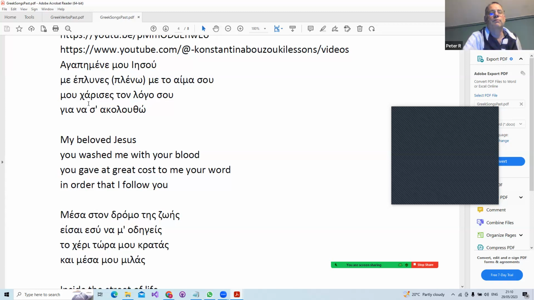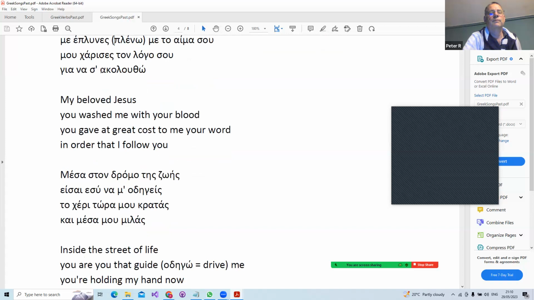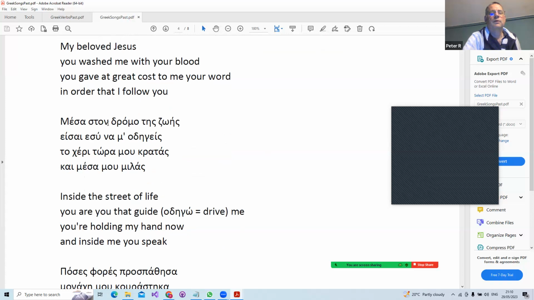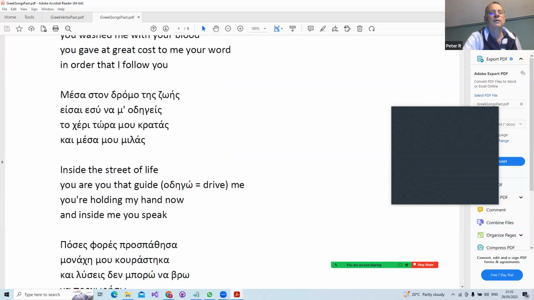Harizo was this verb about giving at a great cost. So harises, I've moved the tonos back. I've changed the z to an s. And I've got the s ending on here. This is just the normal pattern I follow. It's a good verb to learn. Same in New Testament Greek. In the street of life, this is the ending that we spoke about last week.